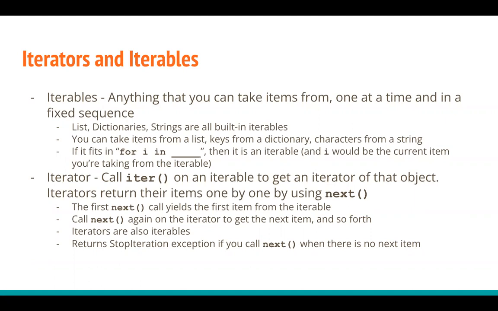If you call the iter function on an iterable, you'll get the iterator of the object, and you can think of that as a bookmark. One tip is that you can have multiple bookmarks for each iterable. Iterators return their items one by one using the next function. So the first next call yields the first item from the iterable. Then you can call next again on the iterator to get the next item and so on. Iterators are also iterables. It'll return a StopIteration exception if you call next when there is no next item.